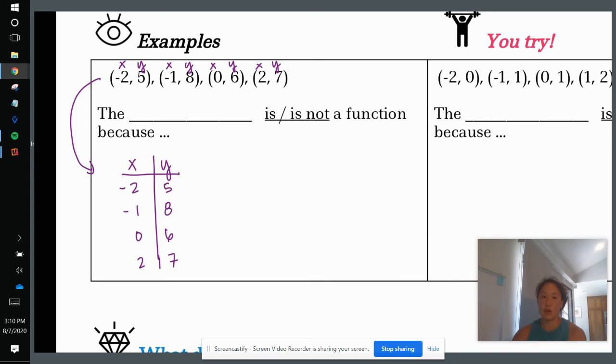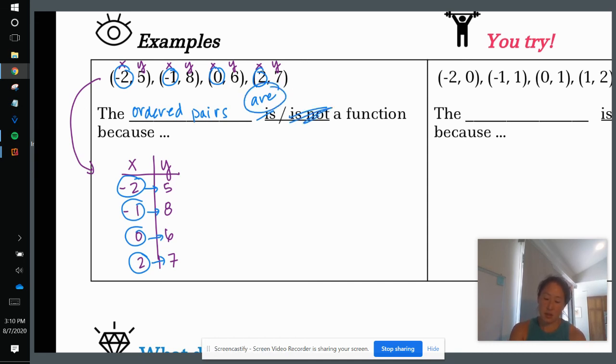Looking at each of these different x and y values, are there any repeats in the x's? I can look in my points here. Are there any repeats in the x's? Nope. That means there's only going to be one output for each one of those inputs. So is this a function or not? The points, or let's call them ordered pairs, are a function because there is only one output for each input. All right, you try.